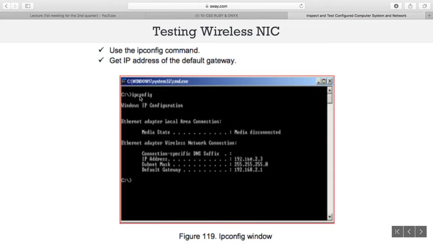Then, gagamit ka ulit ng keyword na ipconfig. Nasa CMD ka pa rin ito ha. Type mo yung ipconfig, hit enter. That is for you to know the IP address of your computer and the default gateway. Default gateway here is the IP address of the service provider.